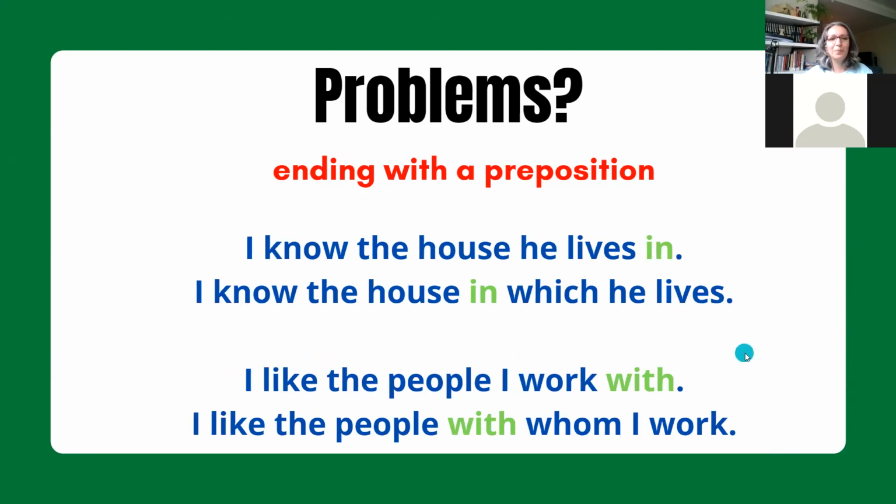There are a couple more. So I know the house he lives in. I know the house in which he lives. Now you can see that this is more in terms of register. The first one is more casual. I know the house he lives in.